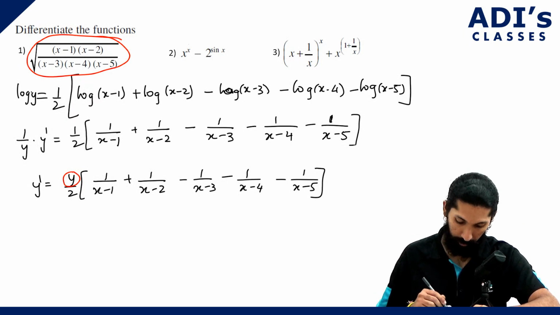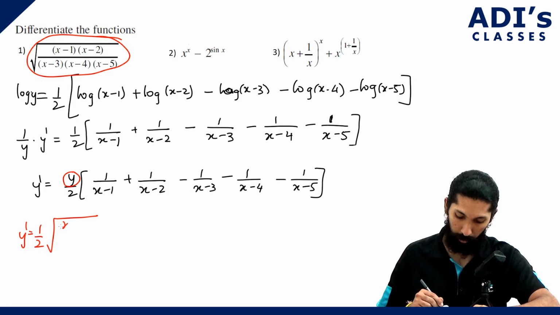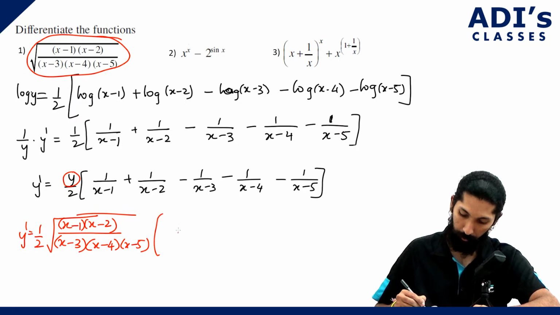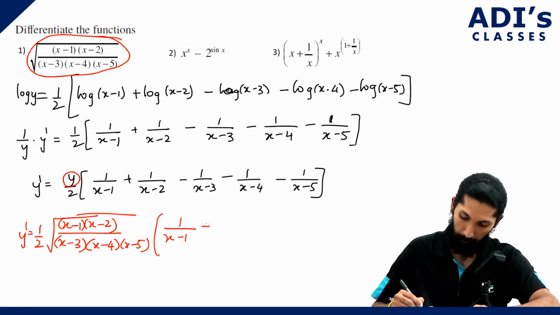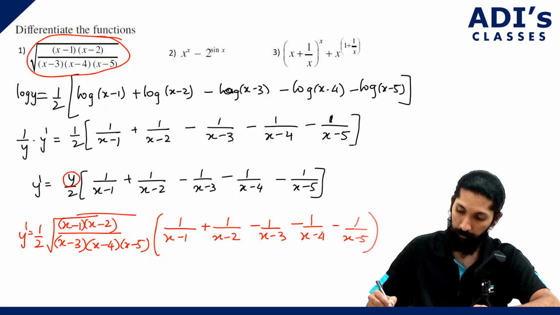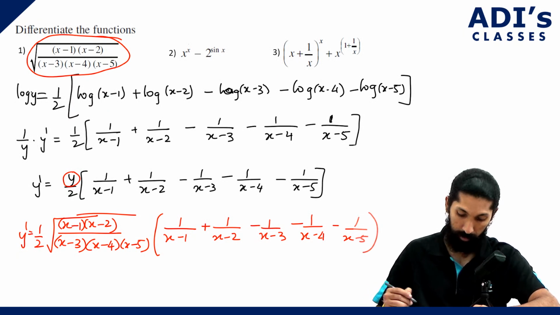If you take it, you'll get y dash is equal to half into root of (x minus 1) into (x minus 2) by (x minus 3), (x minus 4) into (x minus 5), into 1 by (x minus 1), 1 by (x minus 2) minus 1 by (x minus 3), 1 by (x minus 4) minus 1 by (x minus 5). This is the answer for the first one.